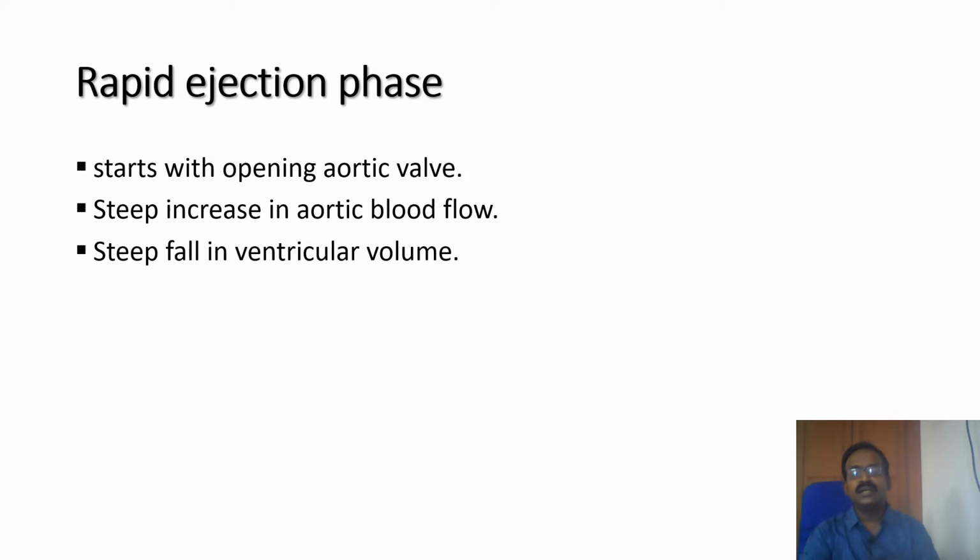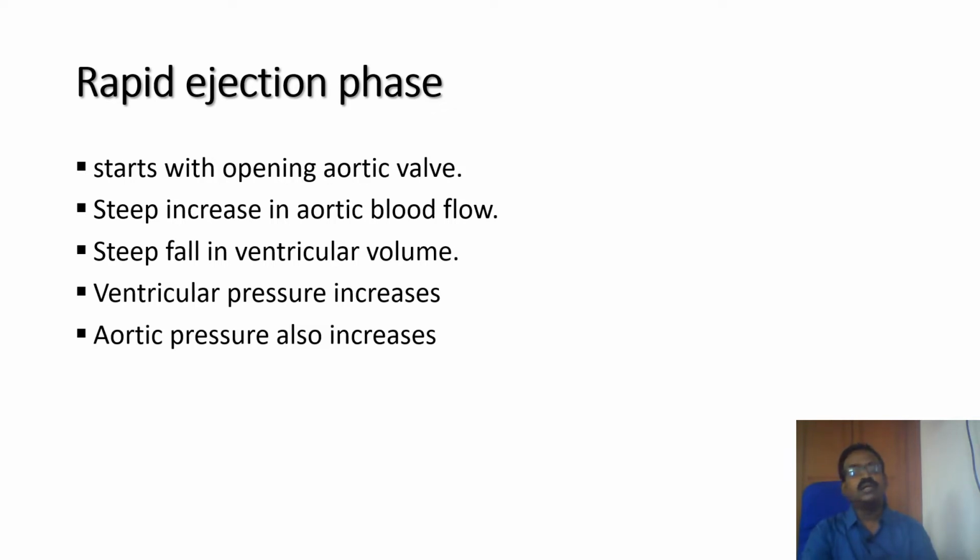And a steep fall occurs in the ventricular volume. So when more blood is passed through the aorta, automatically the ventricular volume drastically decreases. Ventricular pressure increases. Instead of increasing aortic pressure, ventricular pressure during the rapid ejection phase is more than the aortic pressure.